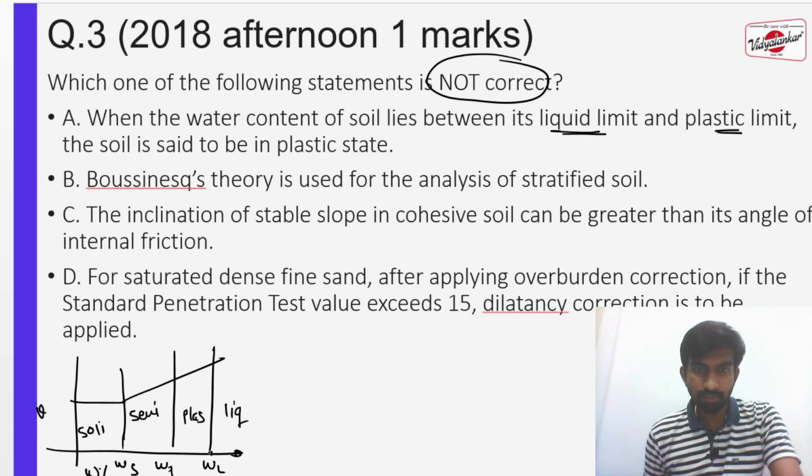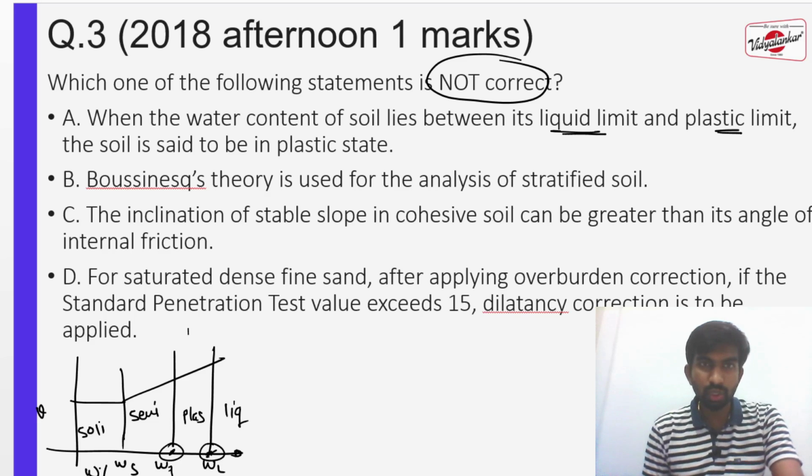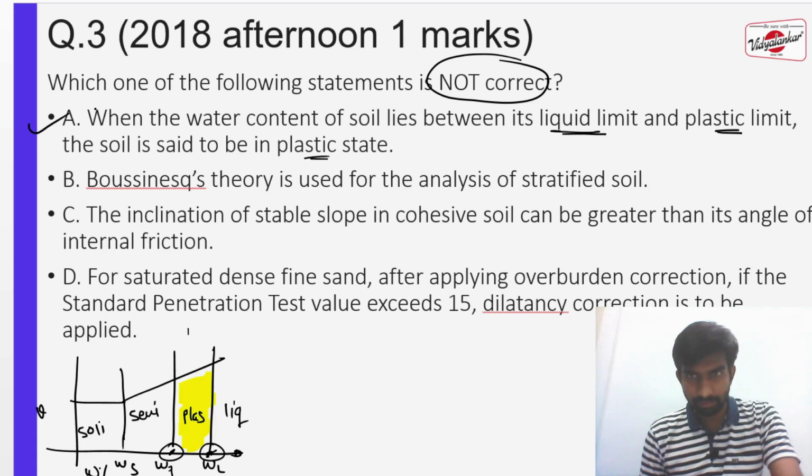So ये है मेरा liquid limit और ये है मेरा plastic limit. So इन दोनों के बीच में का जो soil है वो soil मेरा कौन सा है, plastic state में रहता है. तो अगर ये मेरा plastic state में है उन्होंने बोला है तो ये statement मेरा अभी ये correct है.